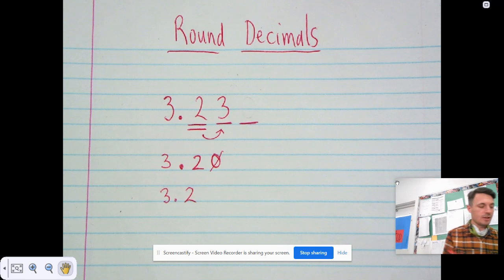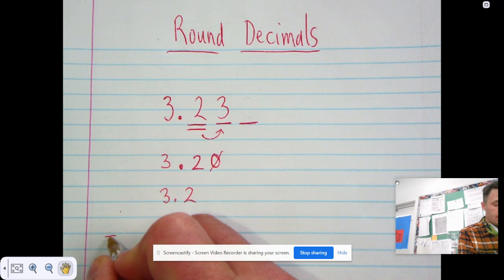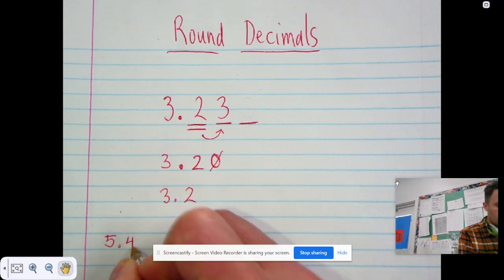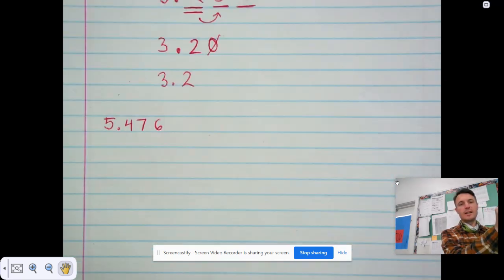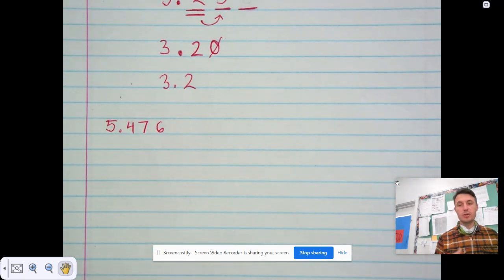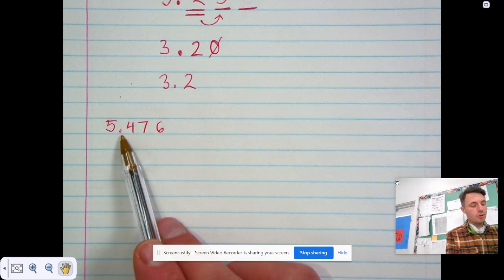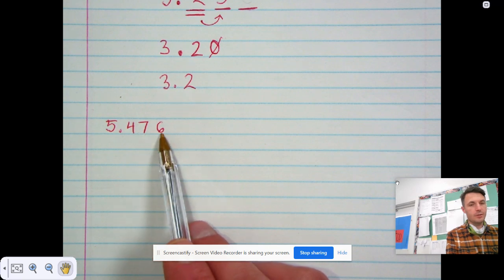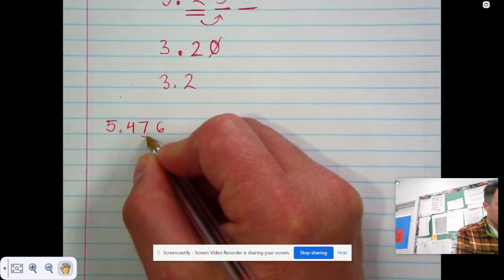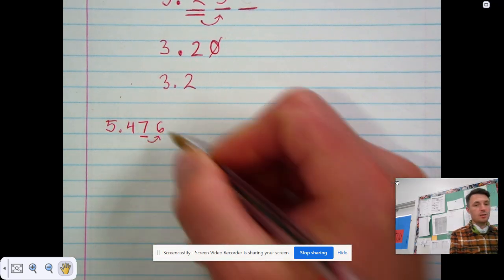Let's do some more examples together. And again, make sure you're writing everything Mr. Dauber's writing, okay? Let's say we had 5 and 476 thousandths. And let's say we were supposed to round this to the hundredths place. So what do we do? We look at the hundredths place. We know that the place value position to the right of the decimal point is the tenths. Then comes the hundredths, then comes the thousandths. So the 7 is in the hundredths place. We underline that.